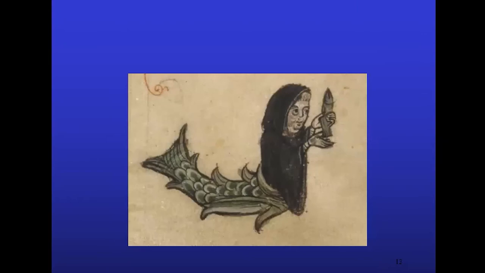Another strange hybrid from the medieval period, which you've already seen, is of course the mermonk, or sea monk, or Monachus Maris. These are strange animals that occur several times in European medieval history.